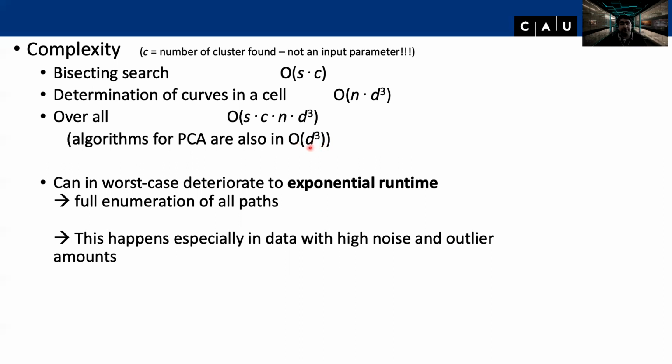However, this is the overall complexity. In the worst case, it can deteriorate to exponential runtime. And when does this happen? If you go for all the possible paths down, down, down to the lowest resolution R, then back, and then you choose another piece, go down, down, down, finer, finer, and then back again, and then to another area of your data space, of your half space, finer and back.